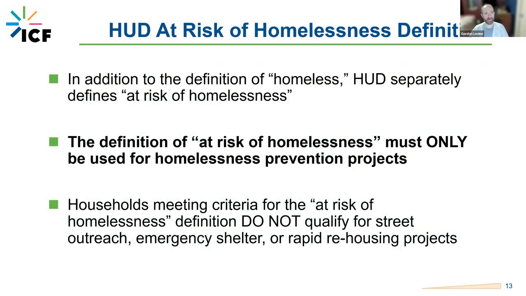All right, back over to you, Erin, to talk about the fifth definition. Thank you, Gordon, for walking us through those four categories of the HUD homeless definition. So as Gordon mentioned earlier, there is another little definition that we will cover that's just for ESG. In addition to the four definitions of homelessness, HUD also has a separate definition for at risk of homelessness. I'm going to dive into those details on the next slide. But just note that the at-risk definition can only be used for homelessness prevention projects. Anyone who meets the at-risk definition is not eligible for street outreach, emergency shelter, or rapid rehousing projects. So if you're going to remember anything from this slide, just remember at-risk definition applies to HP, homelessness prevention. Next slide, Kim.